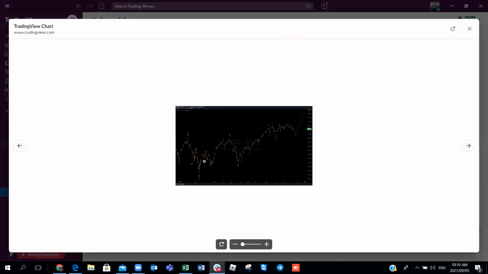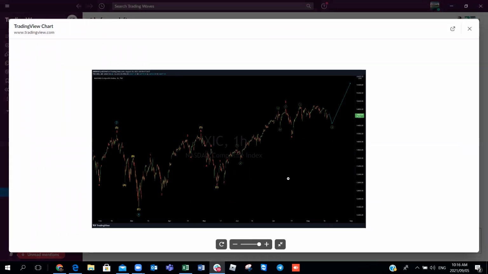The NASDAQ. Right now, looking at the NASDAQ, so this was the setup on the NASDAQ. I've shown this one during the weekly outlook for a while here. So we're looking for this one to continue to the upside here, right? So this is how it has played out.